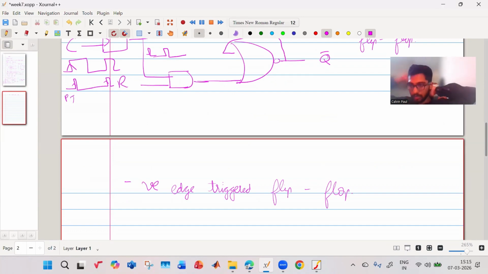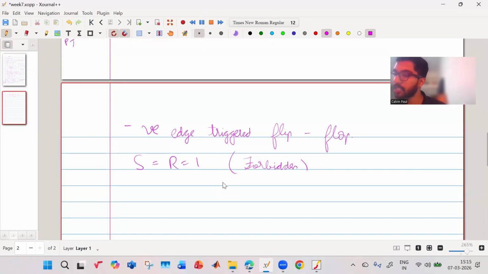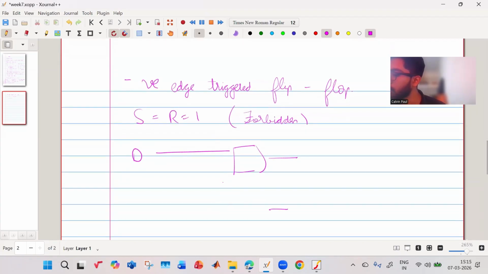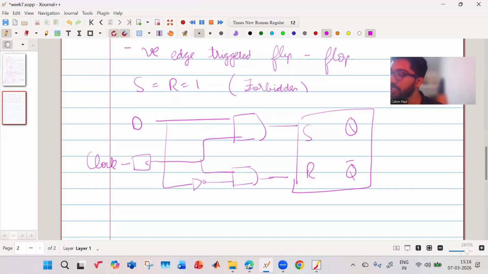Now, the problem with your SR flip-flop was that S equal to R equal to 1 is forbidden. This is not allowed. So what is done in that case is you have the same circuit, only you send just a D. Here this was an AND gate, and this is your previous SR flip-flop. Right? What is added is a NOT gate. This comes from your clock, which has that pulse generator, everything. And this goes over here. Okay. So this was initially your S, this was initially your R. Now S is made equal to D and R is made equal to D bar. And this is your Q.